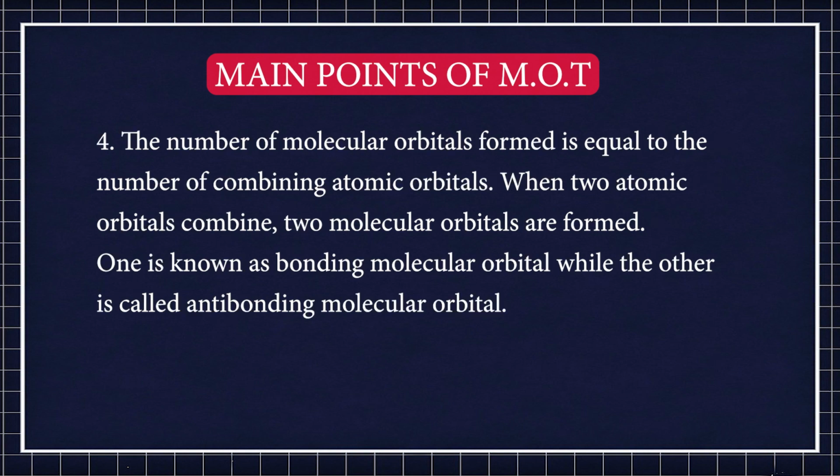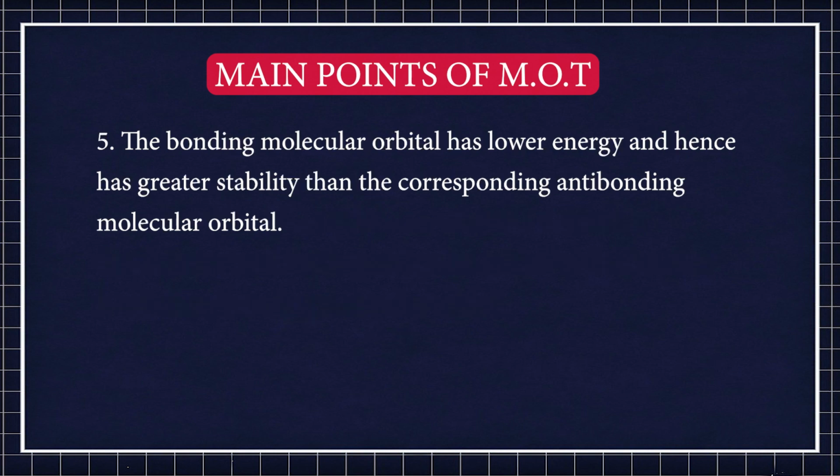Fourth, the number of molecular orbitals formed is equal to the number of combining atomic orbitals. When two atomic orbitals combine, two molecular orbitals are formed. One is known as the bonding molecular orbital while the other is called the antibonding molecular orbital. The fifth one is the bonding molecular orbital has lower energy and hence greater stability than the corresponding antibonding molecular orbital.